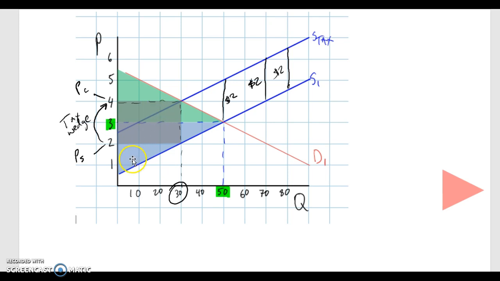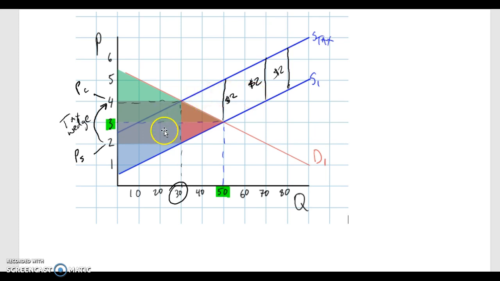Likewise, producer surplus shrunk down to this smaller blue triangle, and this part was transferred to the government, but this smaller blue triangle here was lost. So that's why we call those two areas deadweight loss, shown in red, because they were formerly part of community surplus, but now nobody has them.